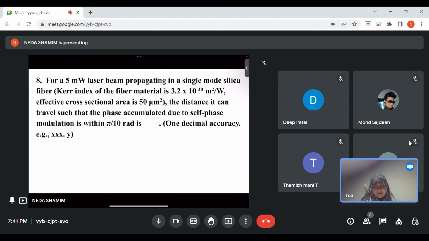We were at the Kerr index of the fiber. So this is 3.2 times 10 to the power minus 20, and the effective cross-section area is 50 micrometer. The distance it can travel such that the phase accumulated due to self-phase modulation is within pi by 10 radians. So what is the distance that the laser beam is traveling? Can you tell me which formula I should apply for this?